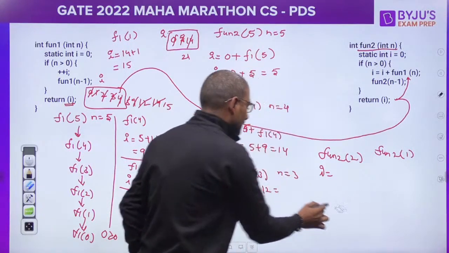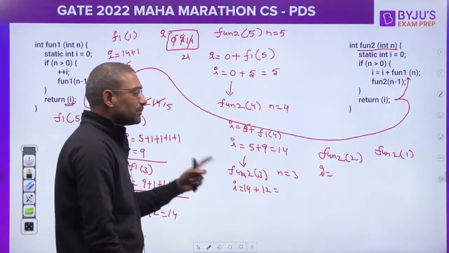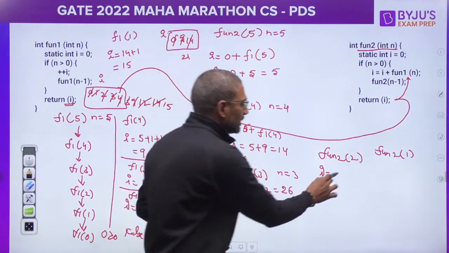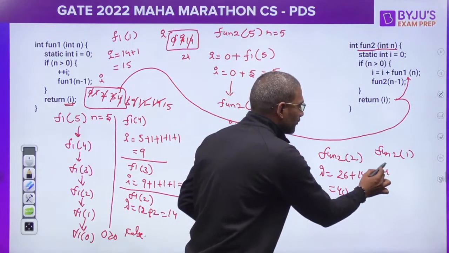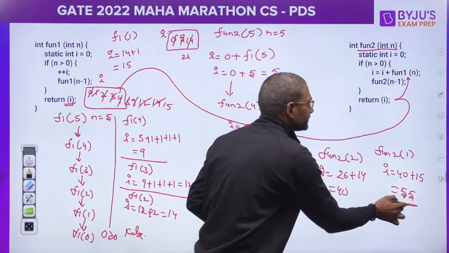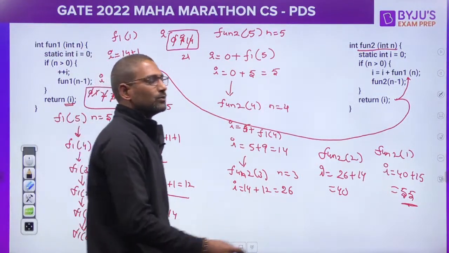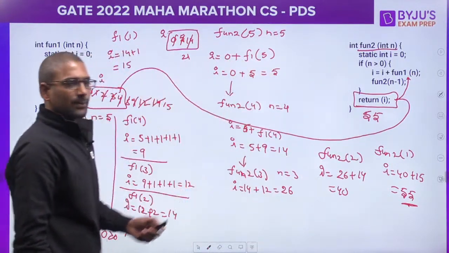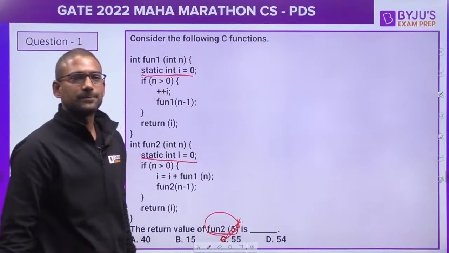You have to be very careful. So here 14 plus 12, not 9 plus 12, because I value became 14. 14 plus 12, this is 26. Here 26 plus 14, that is 40. Here 40 plus 15, that is 55. That is how the finally returned I value is 55. Very good. I appreciate everybody who has given the correct answer. The correct answer is 55.